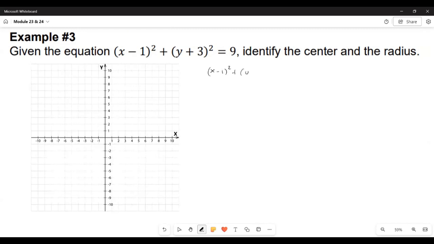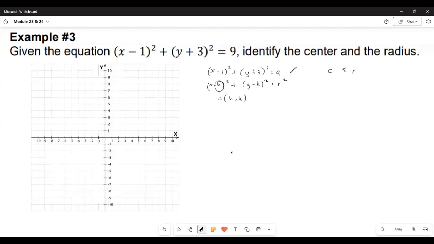(x − 1) squared plus (y + 3) squared is equal to 9. Ang pinapahanap sa atin is yung ating center and then yung ating radius. So balikan lang natin yung ating standard formula na (x − h) squared plus (y − k) squared is equal to r squared. So as you can see, the center natin is h and k. Okay? So tingnan natin itong given equation natin kung ano yung mga katapat niyang value.